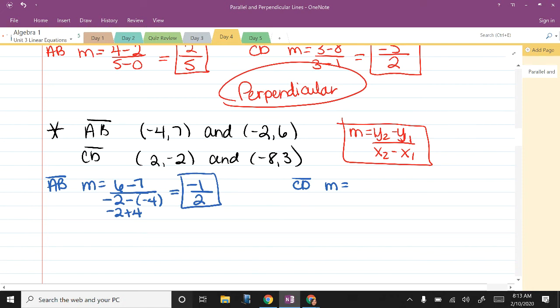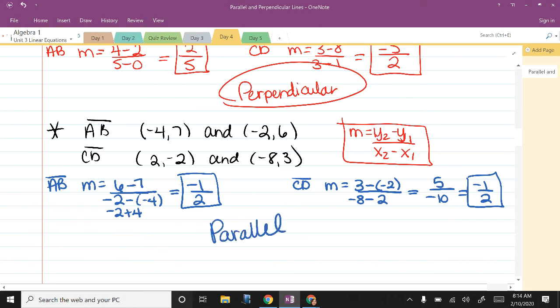All right, what's y2 in CD? 3 minus -2 over minus 2. That's 3 plus 2, right? 5 over -10. Does that reduce to what? -1/2. So what's up with our slopes? They're the same. So the lines are parallel. Raise your hand if you got that they were the same and parallel. Any questions?